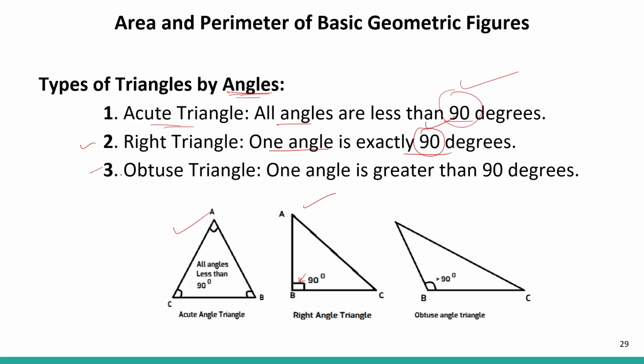Let's see option number 3, the obtuse triangle, where one angle is greater than 90 degrees. So this is the obtuse triangle, where one angle is greater than 90 degrees. This is called the obtuse angle triangle, this is called the right angle triangle, and this is called the acute angle triangle.